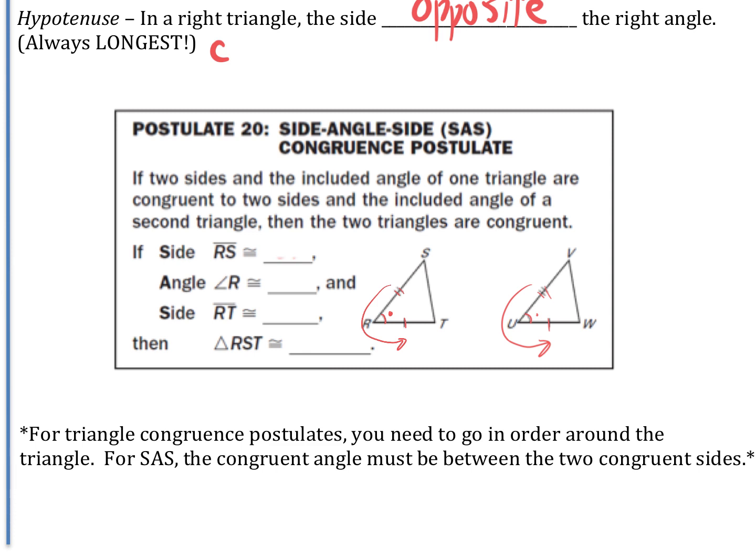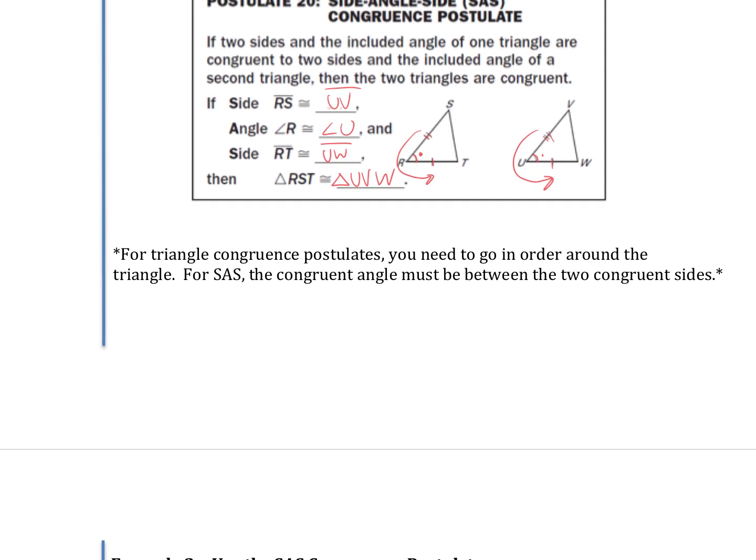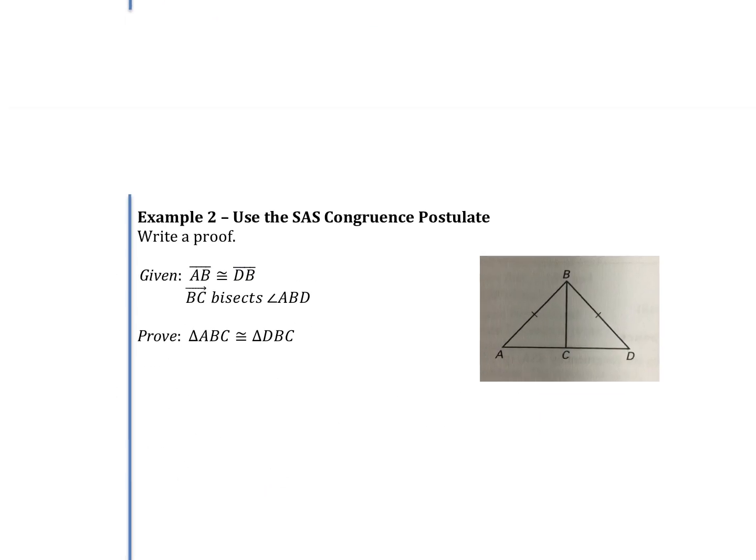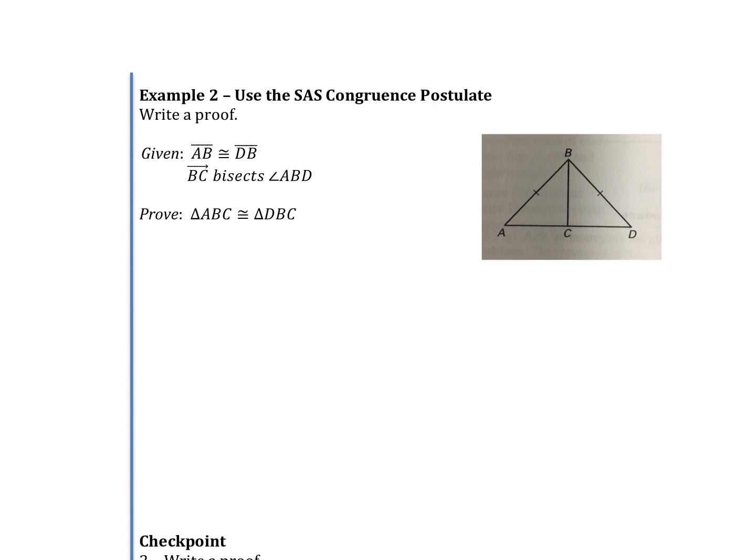Okay, so RS is congruent to what? It's going to be UV. Angle R is congruent to angle U. What else do we have? RT is congruent to UW. And triangle RST is congruent to what one? So RST would be UVW. Okay? So that's a side, angle, side. So if you're proving using side, angle, side, you need 2 congruent sides and the angle between them that's going to be congruent. Okay? That's what we kind of talked about down here. All right, let's keep going here. So we got a couple of proofs to do. Hopefully this will make more sense the more we go through these.